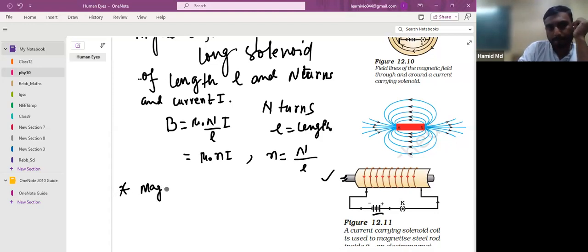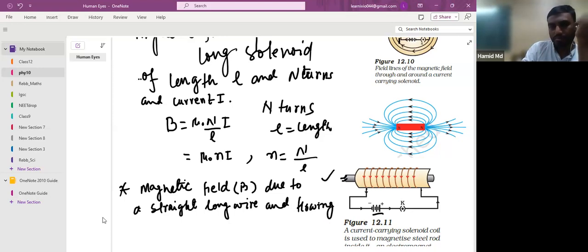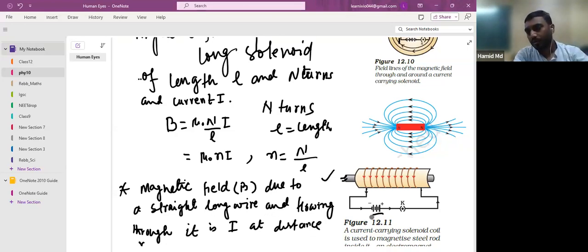The magnetic field, that is B, due to a straight long wire, and the current flowing through it is I, at distance R. So what will be its relation?